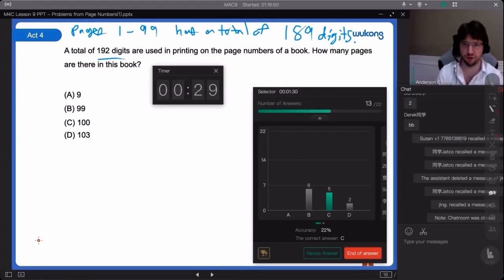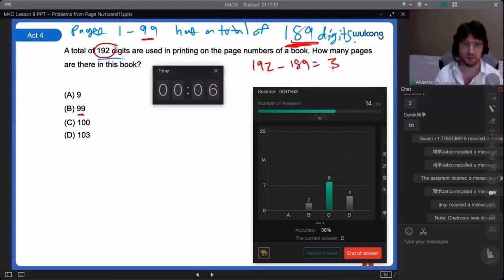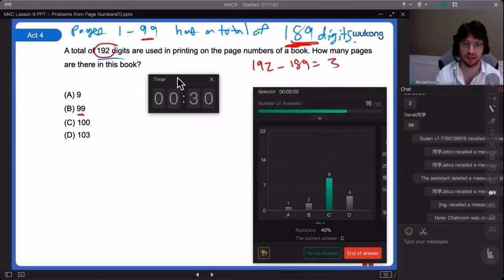So for those of you saying 99, right? It can't be 99. 99 would have 189 digits. There are more than that, right? Can't be 99. How about this? 192 minus 189 is 3, right? 3 digits more in this book than a 99-page book. Think about how many extra pages it would take to give you those 3 digits. Last 30 seconds.